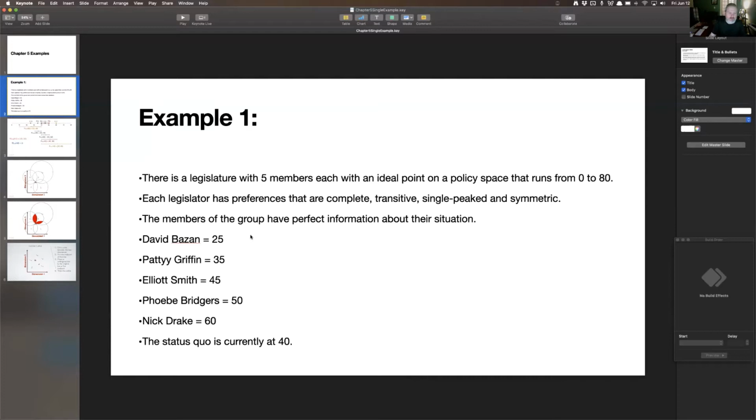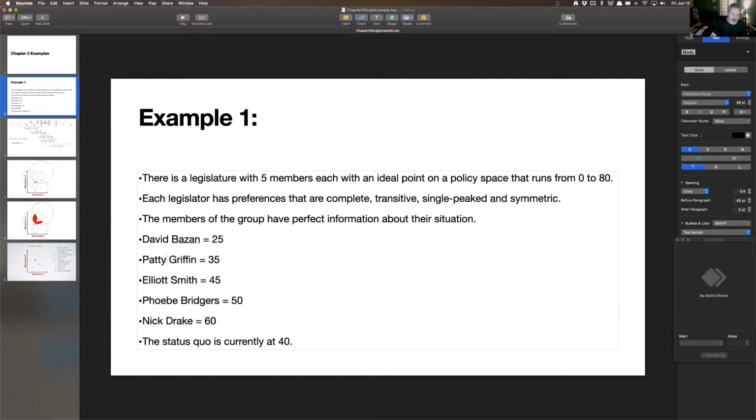So here we have 5 people: David Bazan, Patty Griffin, Elliott Smith, Phoebe Bridgers, and Nick Drake, and the status quo is currently at 40. And if at any time somebody has a question, just pop on your mic or throw something in the chat and I'll try to keep my eye on it, all right? Let me make it bigger there so I can see it. So you may want to even take a screenshot of this real quick and have it off to the side as I'm going through this, because I don't have these numbers written out on the graph, and it's not going to work the way I thought.